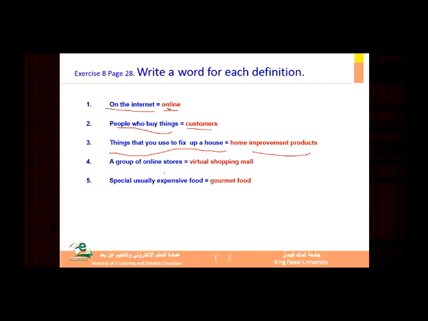A group of online stores, which are virtual shopping malls. Okay, so group of online stores means the virtual shopping malls. Number 5, special, usually expensive food refers to gourmet food, which is the type of food that is very expensive.